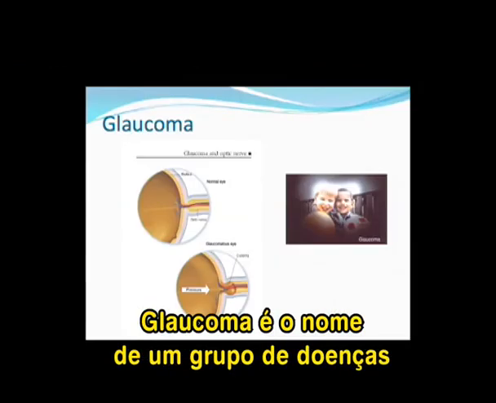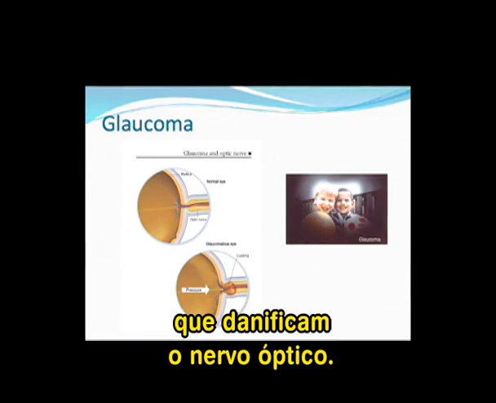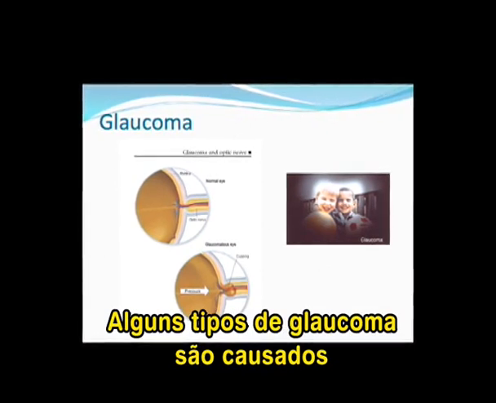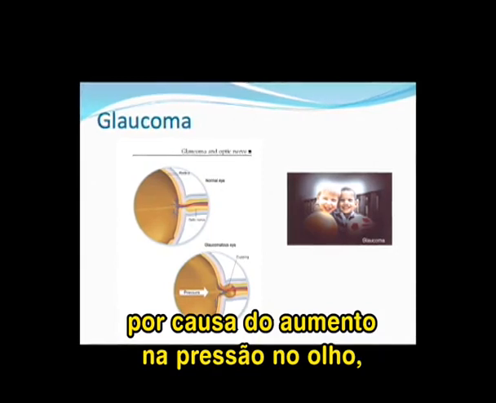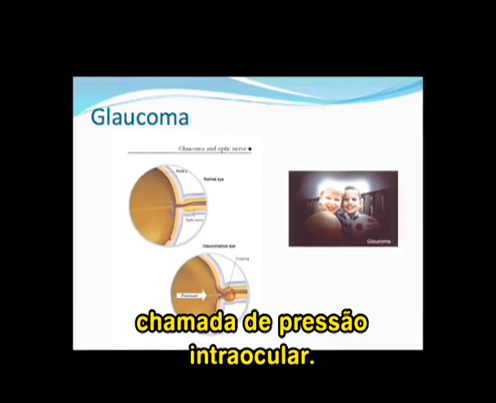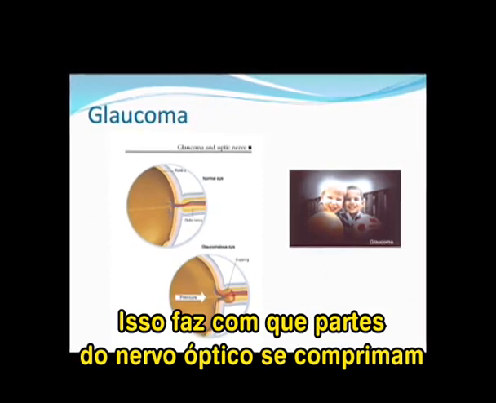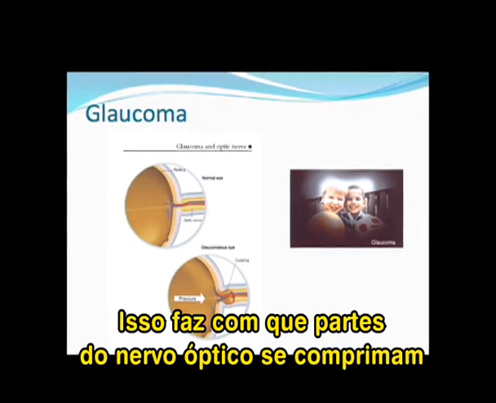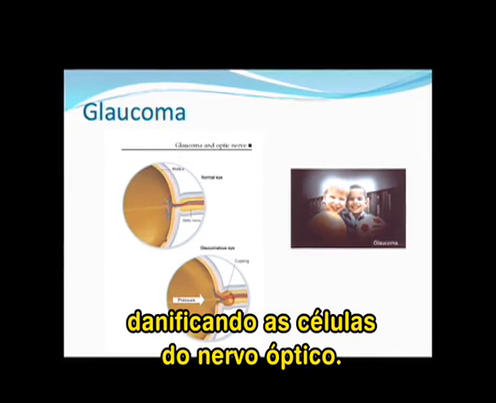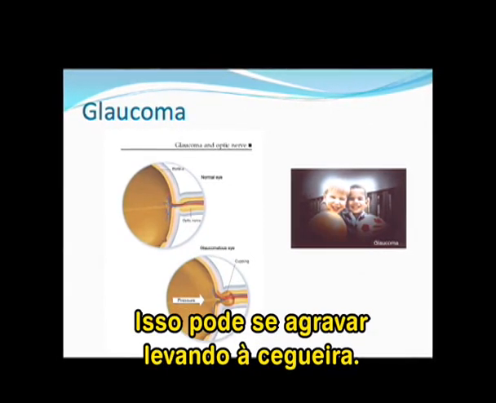Glaucoma is a name for a set of diseases that can cause damage to the optic nerve. Some types of glaucoma are caused because of an increase in pressure in your eye, called intraocular pressure. This can cause parts of the optic nerve to pinch and lead to damage of those cells in the optic nerve. It can become so severe that it can lead to blindness.